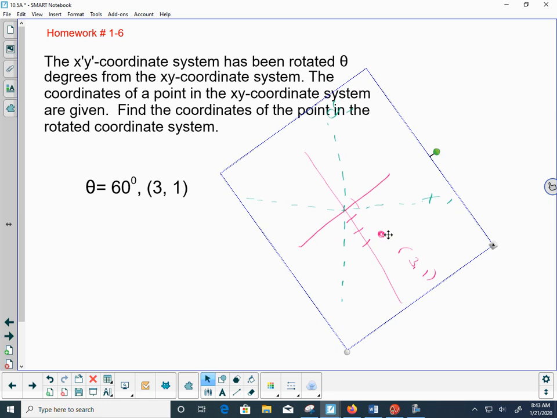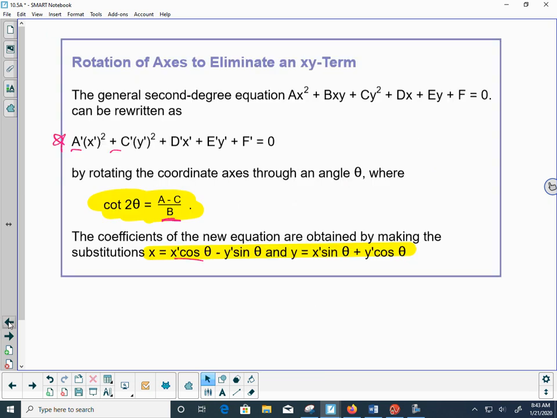and then I want to find out what the new ordered pair would be to represent that point right there. So if I can guess, I know my x is still going to be positive, but my y is going to be what kind of value? Negative. So I can guess that much. So in order to find the new point, I'm going to go back to these equations here, and I'm going to substitute in the 60 degrees to find my new x and my new y.